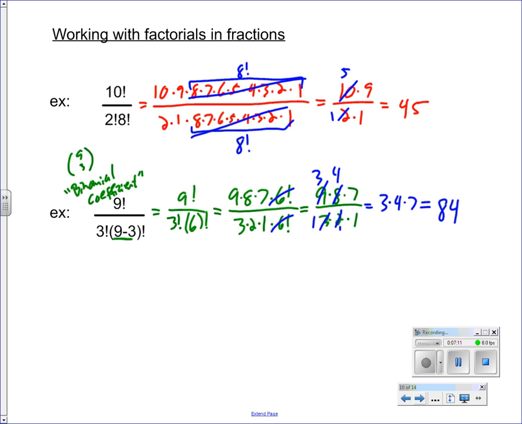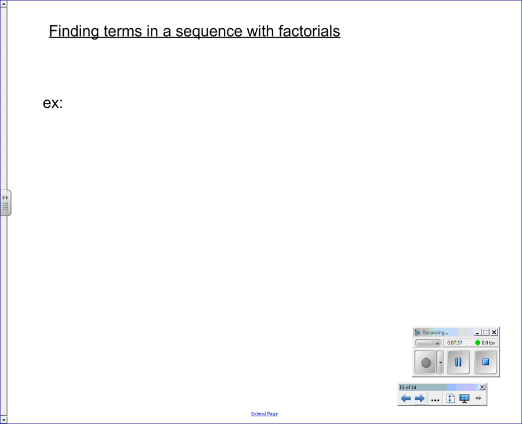So trying this on the calculator, you can end up with some really big numbers. It can be difficult to put these things in. So working with them by hand, understanding the concept, is going to help you be able to work through these kind of problems faster. And we have sequences with factorials, or when we get into our binomial expansion again. So that's the next thing we'll be doing, is finding terms in a sequence that has factorials.